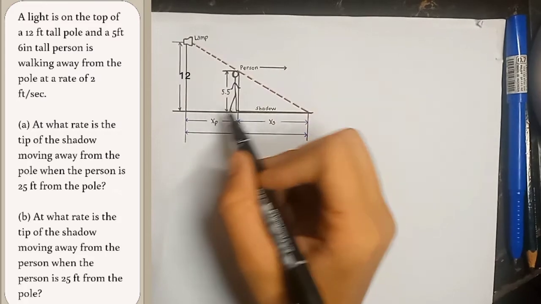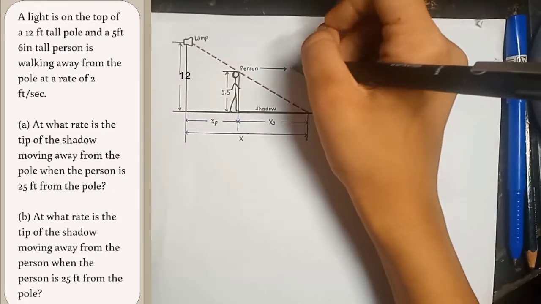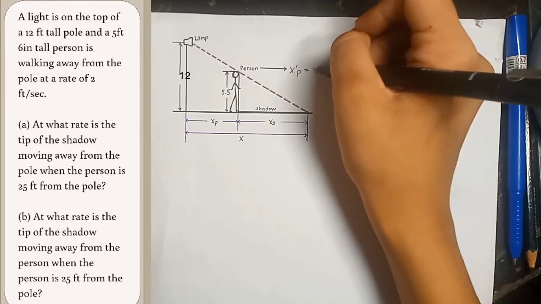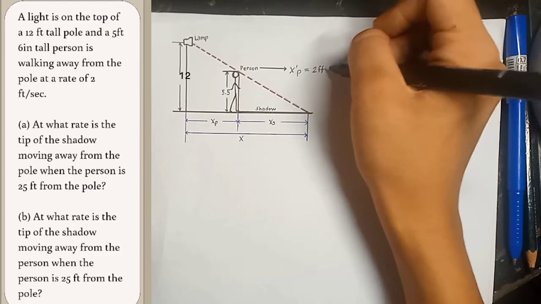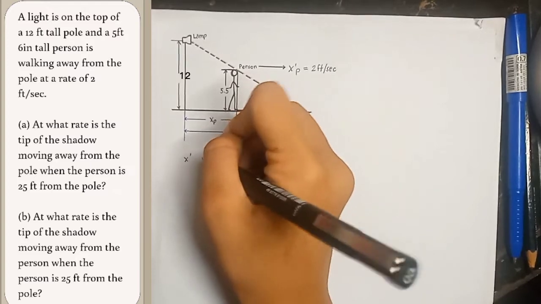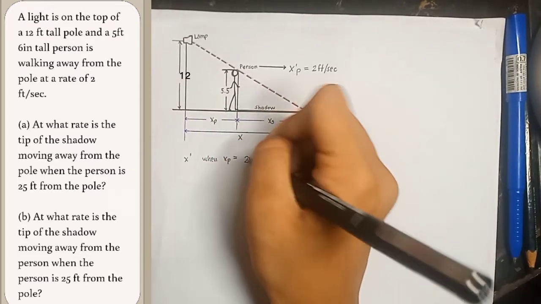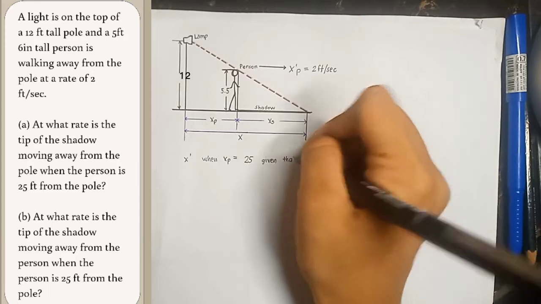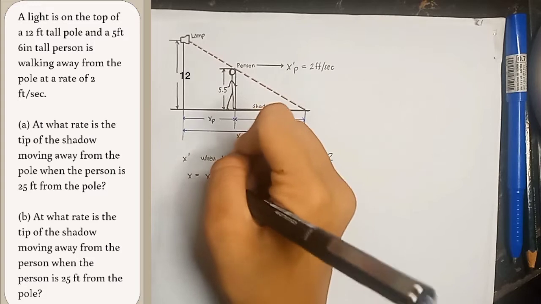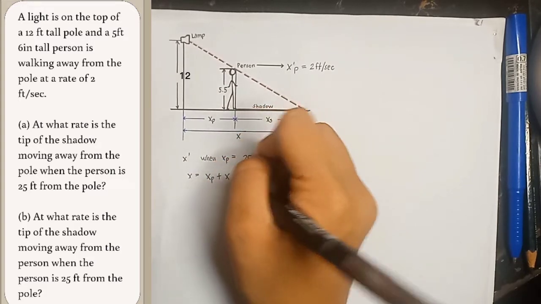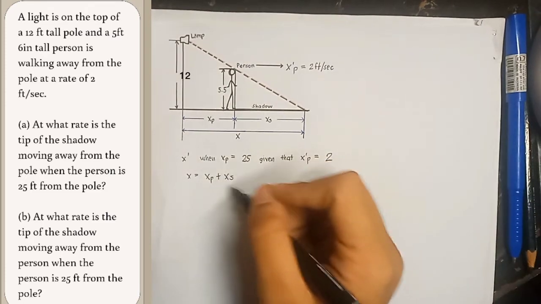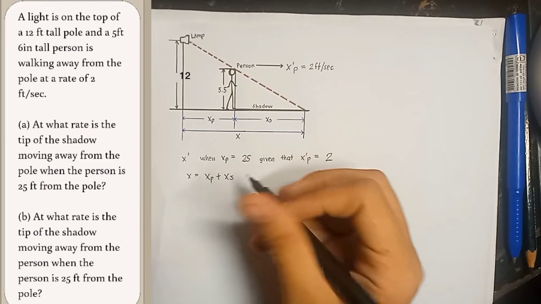The rate of the person walking away from the pole is 2 feet per second, and that is the value of x prime sub p. In this case, we want to determine x prime when x sub p is equal to 25, given that x prime sub p is equal to 2. The equation we will need here is x equals x sub p plus x sub s. But we will need to eliminate x sub s from the equation in order to get an answer.